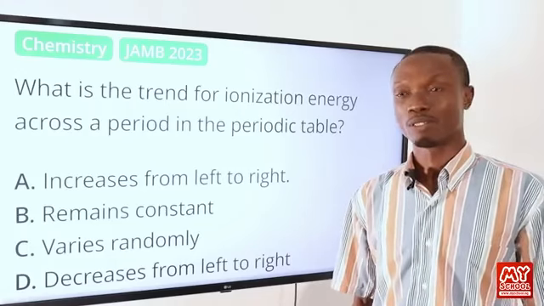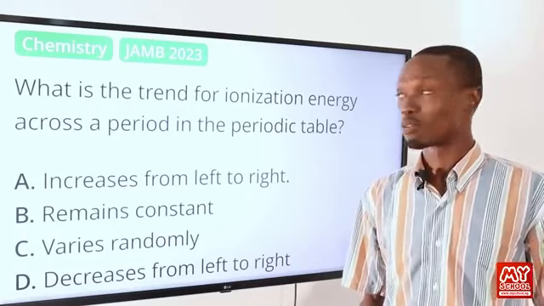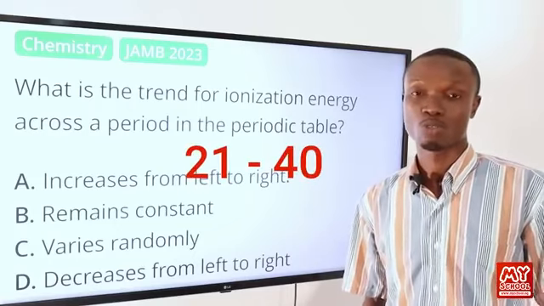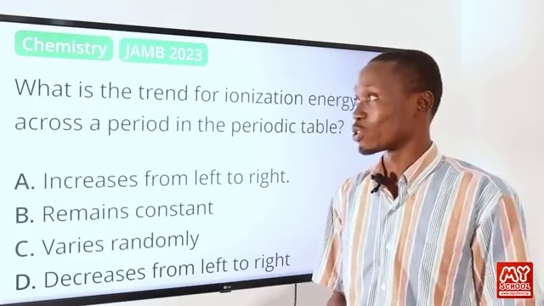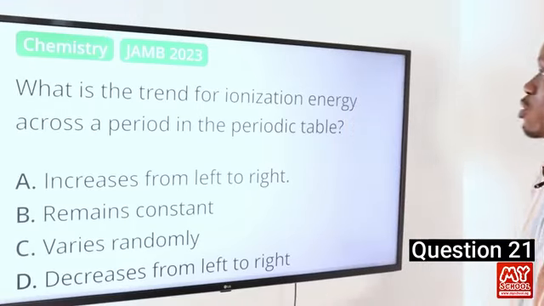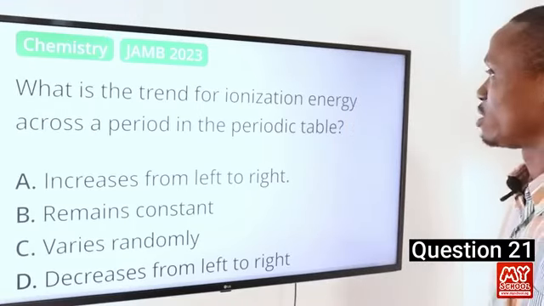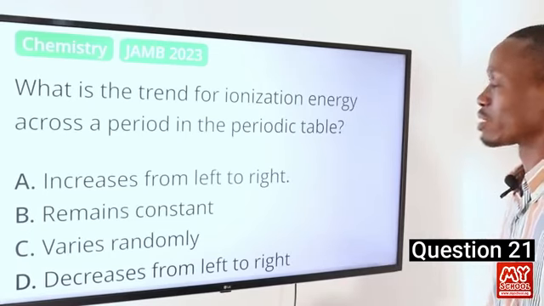Welcome back to my school channel. In this video, we are going to be solving questions 21 to 40. So let's start off with question 21. What is the trend for ionization energy across a period in the periodic table?